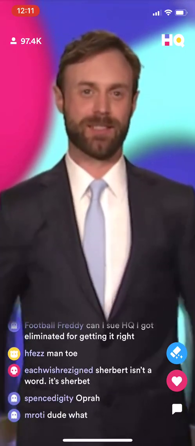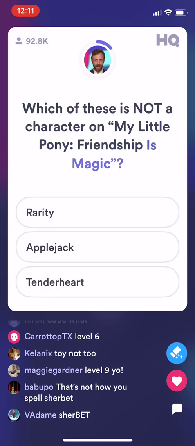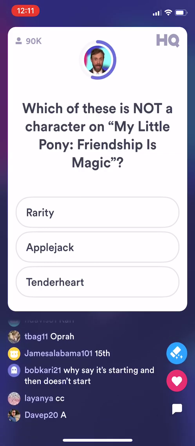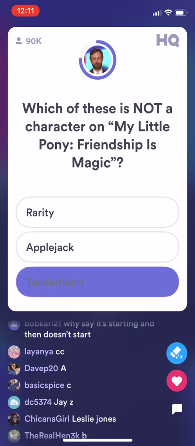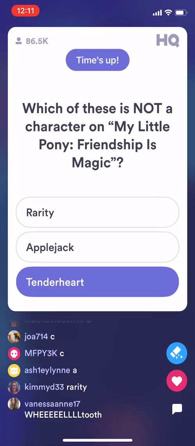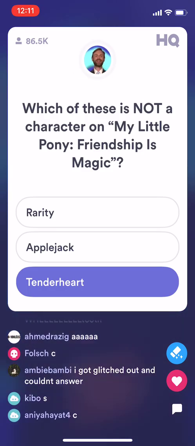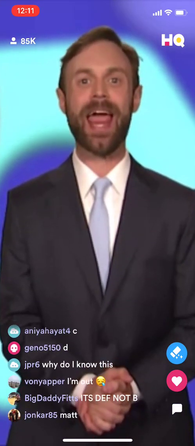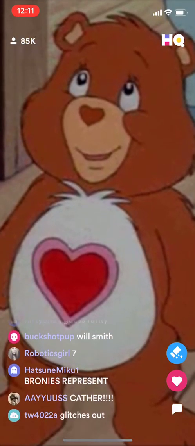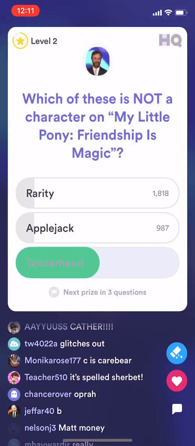Question 6. Which of these is not a character on My Little Pony: Friendship Is Magic? Rarity, Applejack, Tenderheart. Well, Tenderheart is a Care Bear character, not a Little Pony character. Oh, look at that little Tenderheart. How many got it right?